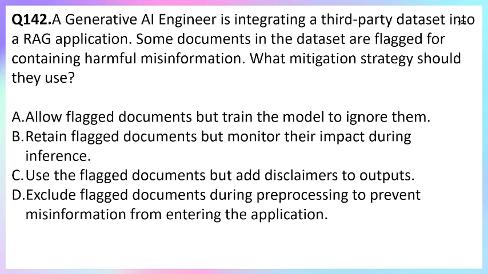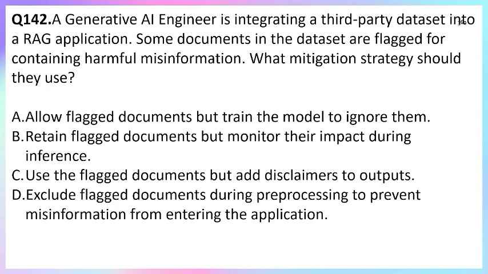So, what is the question asked? The question asked is that you are a Gen AI engineer and you are integrating a third-party data set in your RAG application, and that data set has some flagged content, flagged for containing harmful information. So, how can you prevent that? Misinformation, harmful information. How can we prevent that while creating the RAG application?